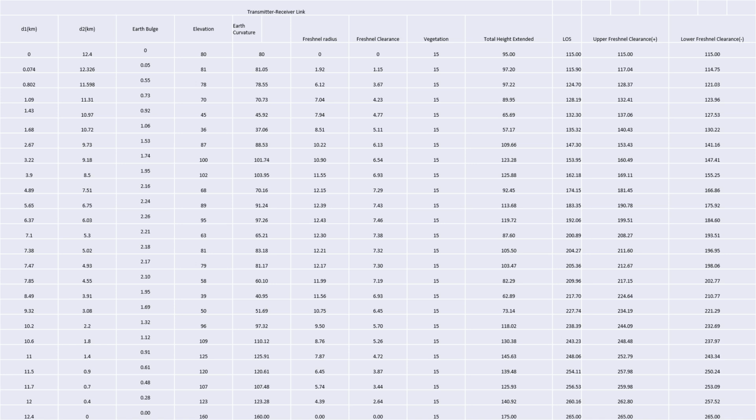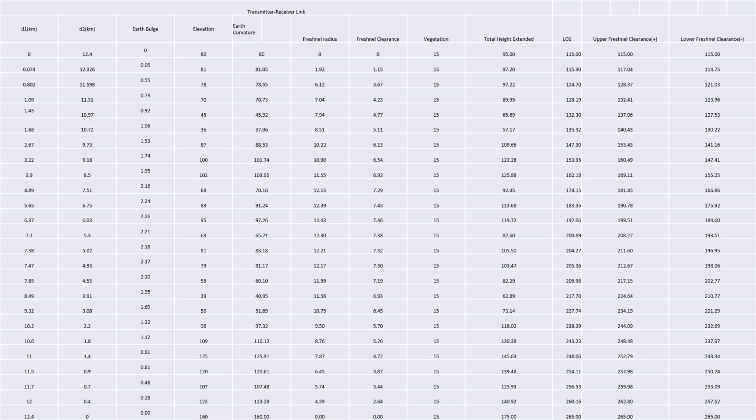Speaking of obstacles, another factor we need to consider is the vegetation. This includes trees, bushes, and other plant growth that might block or weaken the microwave signal. In our study, we assumed that an average vegetation height is 15 meters. By taking this into account, we make sure to add enough height to our towers so the signal passes clearly above it.